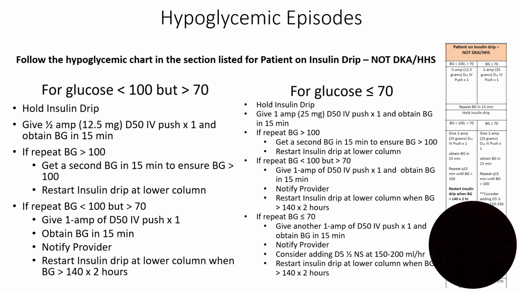If repeated blood glucose is less than or equal to 70, give another amp of D50 IV push times 1 and obtain the blood glucose in 15 minutes. Notify the provider. Consider adding D5 half normal saline at 150 to 200 milliliters an hour. Restart insulin drip at a lower column when blood glucose is greater than 140 times 2 hours.